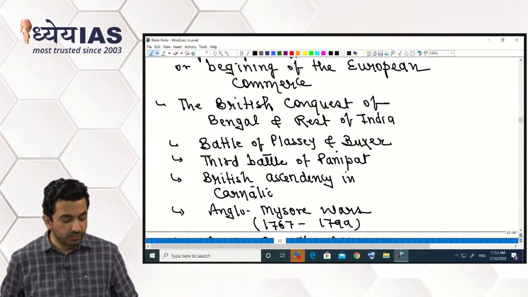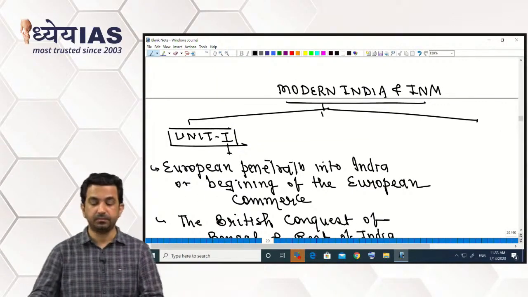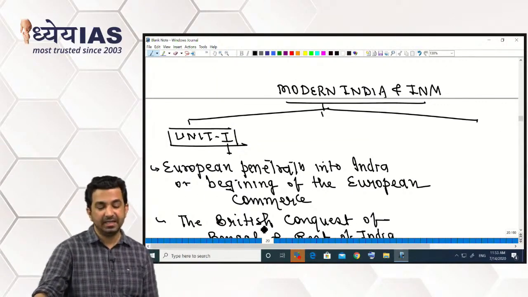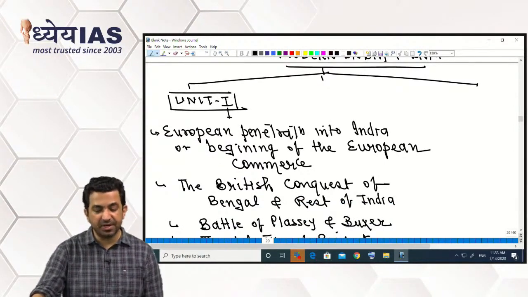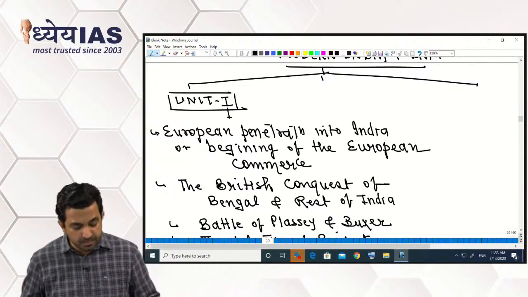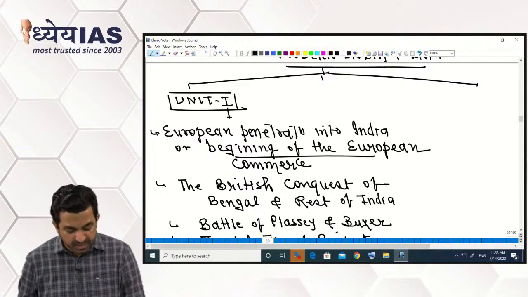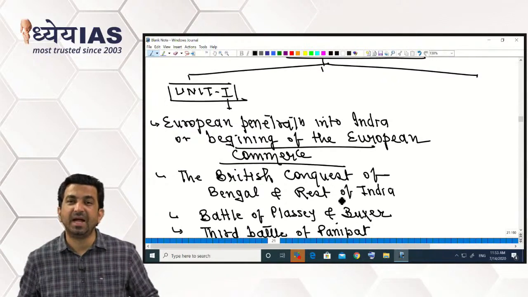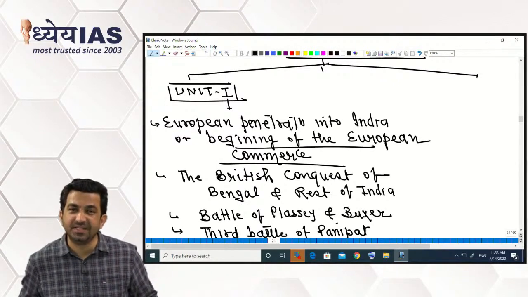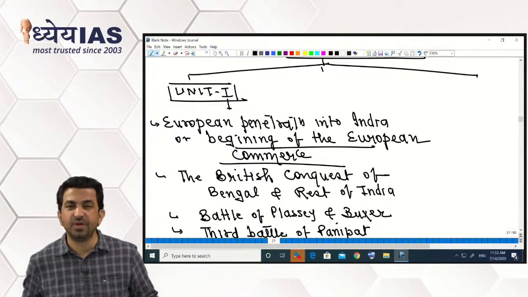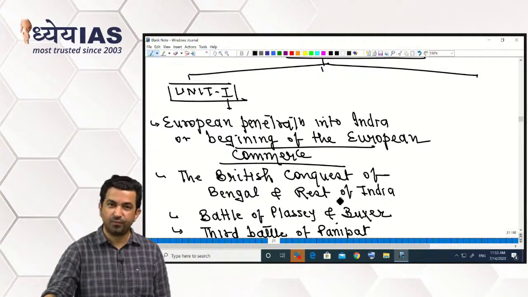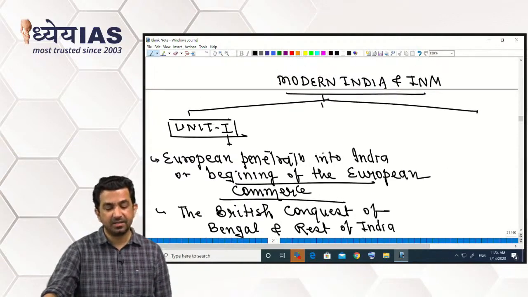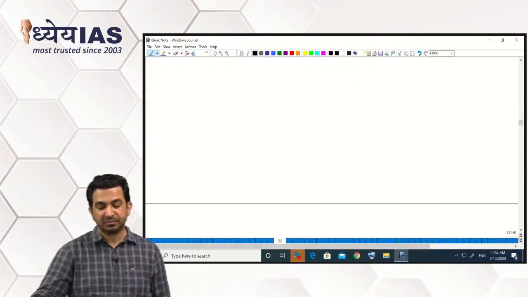Okay, so Unit 1 of modern India and Indian national movement includes the British penetration into India, the European penetration into India, beginning of the European commerce, and the British ascendancy in Bengal, British dominance in Bengal, and gradually the remaining part of our country. Unit 1. Okay. And Unit 2.